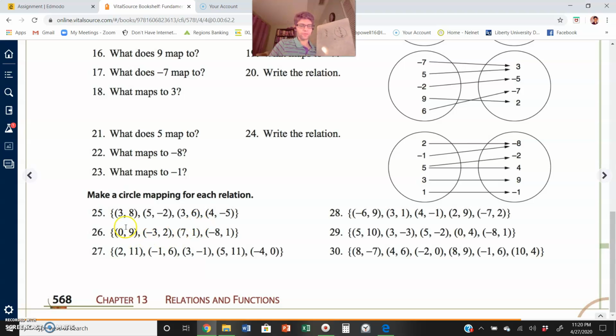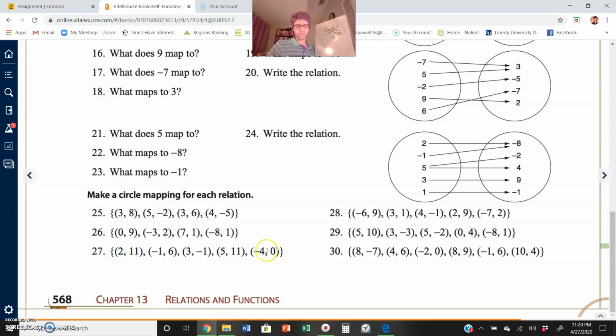Okay, so let's start with the first point. We have 3 goes to 8. The next one, 5 goes to -2. We have a 3 going to the 6, and then we have 4 to the negative 5. That's your answer right there. That's all you have to do for numbers 25 through 30.